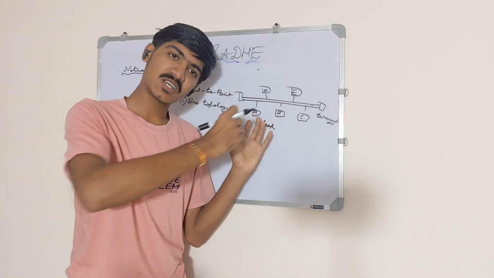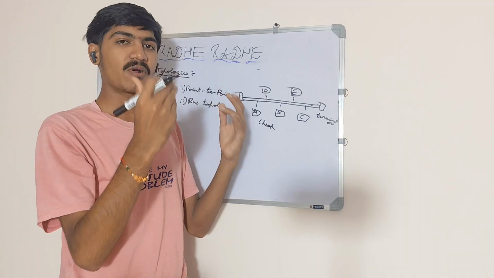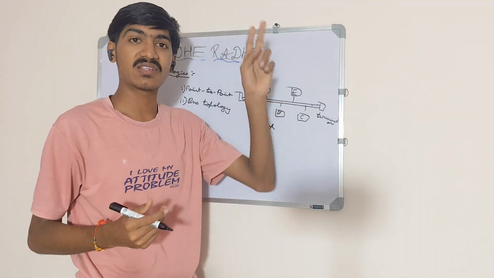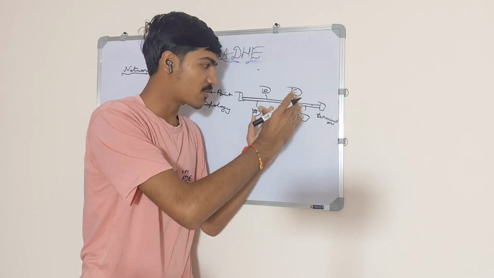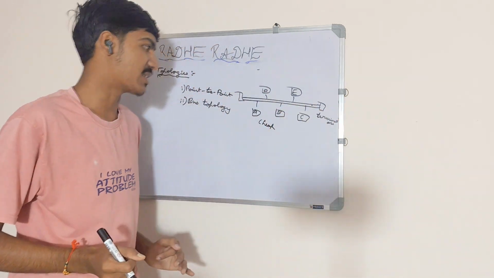If it goes here, it will just absorb it. It will not reflect it again. If it reflects again, it will be a problem because the device that has already received the data will receive it again. These are reflectors, so they have terminators which absorb the data and just dump it out. It just throws the data.